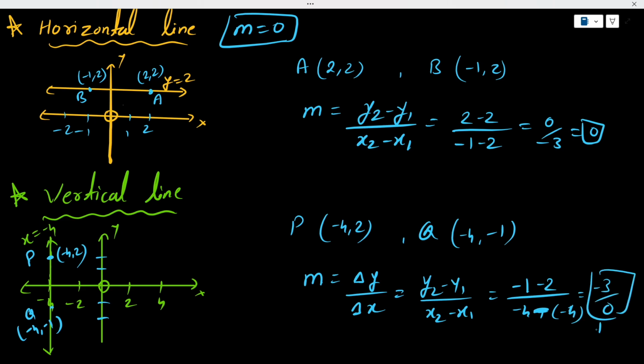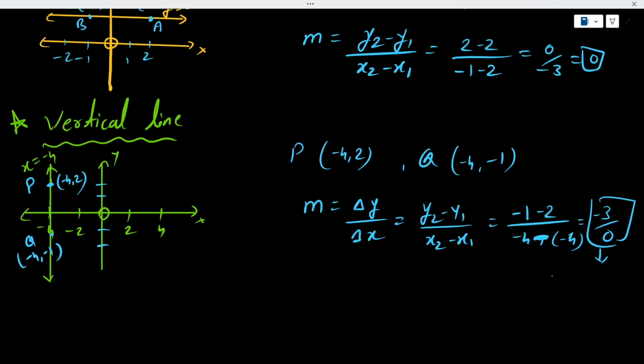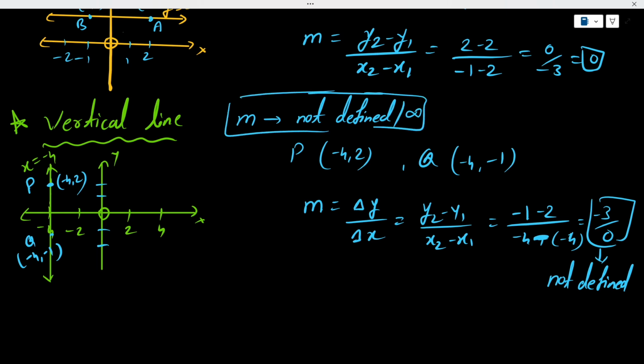Now, whenever you have your denominator or divisor as 0, this becomes not defined term, because you can't divide by 0. 0 cannot be the divisor. So for any vertical line, you have to remember the gradient is always going to be not defined term, infinity, right? You can't find out the gradient of any vertical line. So this is all about the gradient.